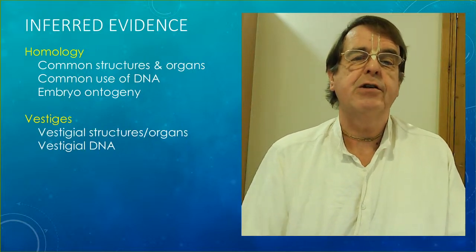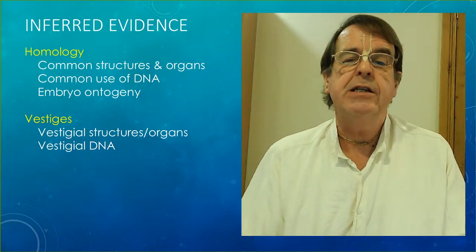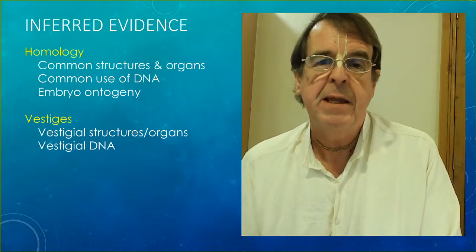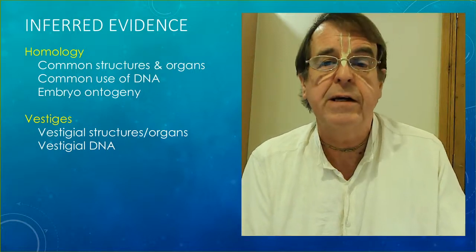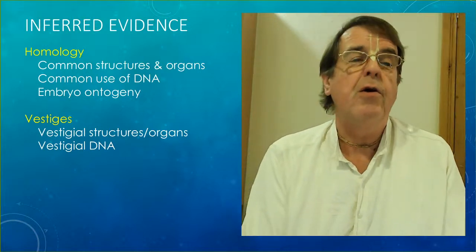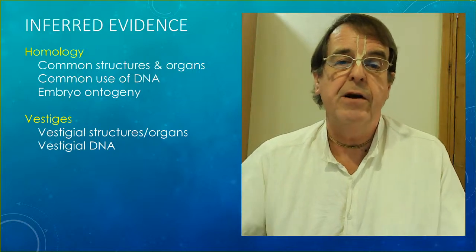And then the next group of inferred evidence is vestiges. These are said to be remnants or imprints of ancestors left within our bodies. They're in two forms. They might be structures and organs that maybe had a different use for our ancestors, or they could be leftover genes in our DNA, something that we're not using.